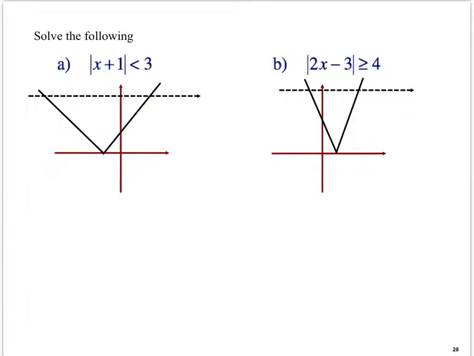Inequalities. Alright, cool. A little bit trickier. Let's try one of these. The modulus of x plus 1 is less than 3. I love the graphical method in this, so I'm going to show you both methods, but I think the graphical method rocks, so I'm going to do that first.